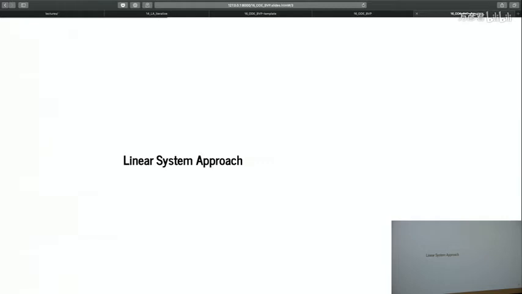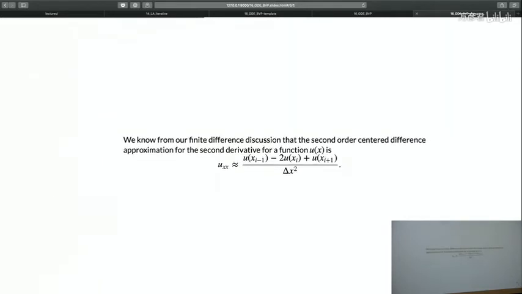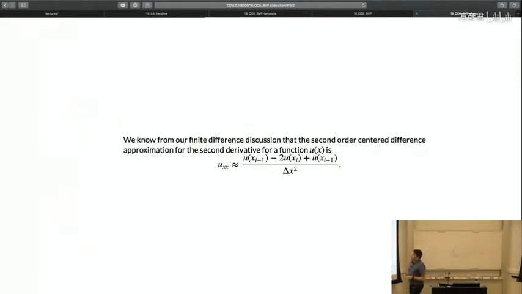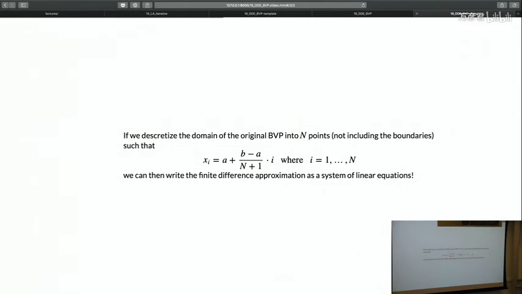Linear systems. So this is changing the same boundary value problem into a linear system. We've seen a little bit of this before. Let's just go through it again. We have our boundary value problem, uxx equals f of x. It's going to be our standard. We have boundary values. We know that we can use the second order center difference to approximate uxx. So again, here's the thing we're going to use. So we're just evaluating u at various x points, discretizing the domain. We get some sort of discretization like this.